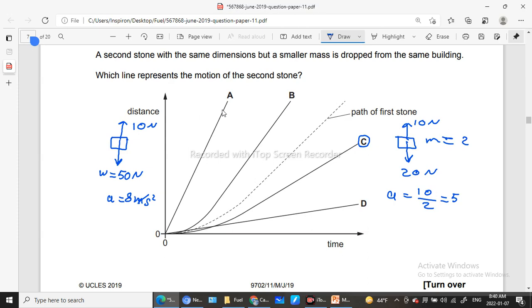Of course, this is a straight line. It is not qualified. Disqualified, this D.